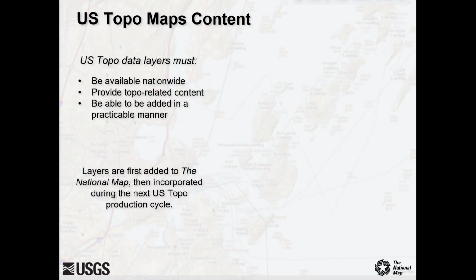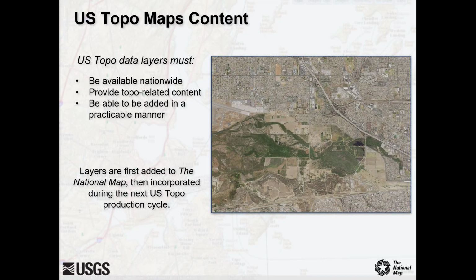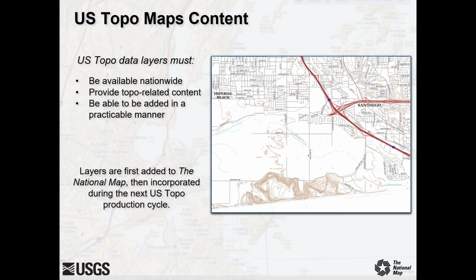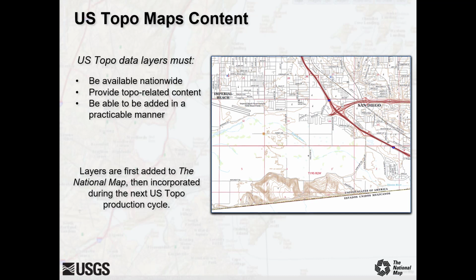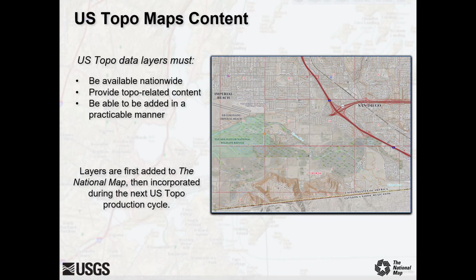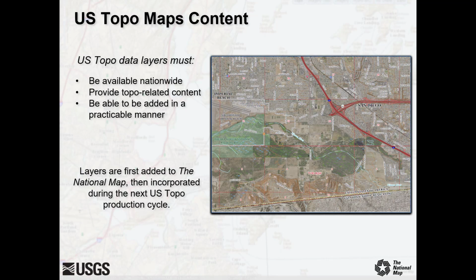New geographic data layers have been added periodically since the production of the first US Topo maps in 2009. In order for data layers to be added to the US Topo, they must be available nationwide, provide topo-related content, and be able to be added in a practicable manner. Layers are first added to the National Map, the dataset upon which US Topo is based, and are then incorporated during the next production cycle of the US Topo maps.